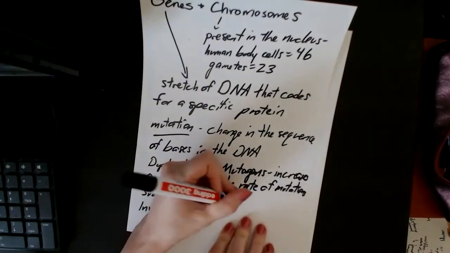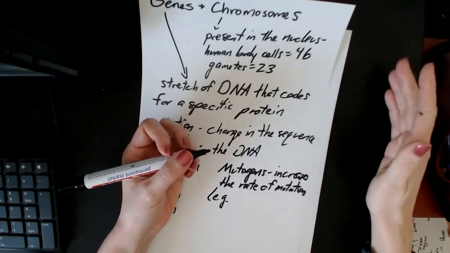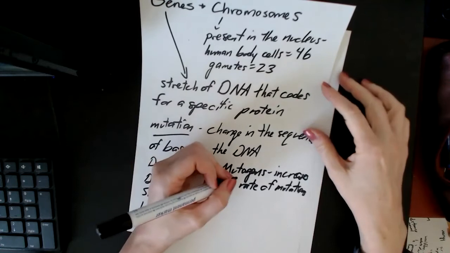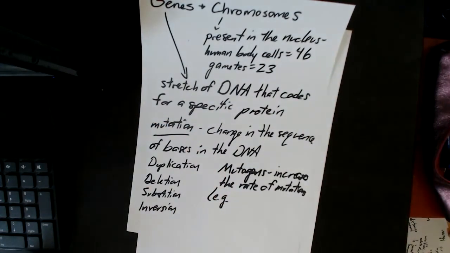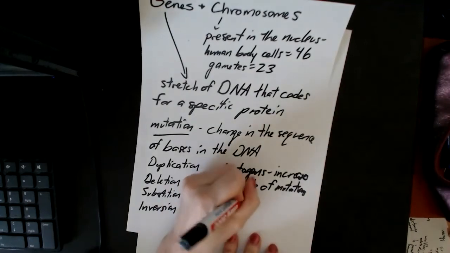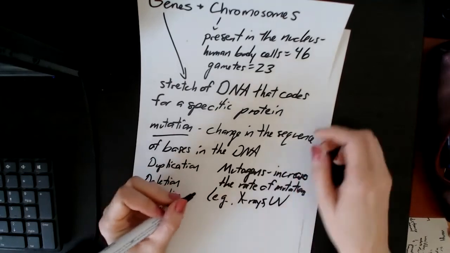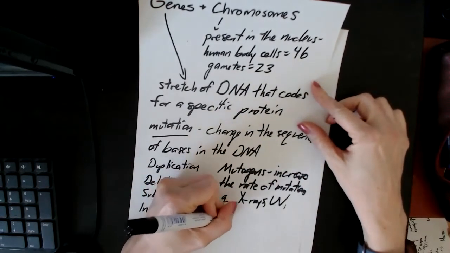Sorry, this would include any sort of gamma rays or X-rays, UV light, lots of different toxins or chemicals can cause them. So X-rays, gamma rays, UV, lots. If you're in physics, you know about a lot of these. Many different chemicals can cause mutations.